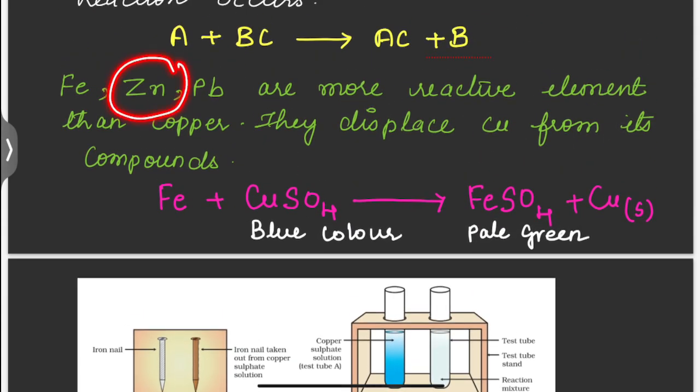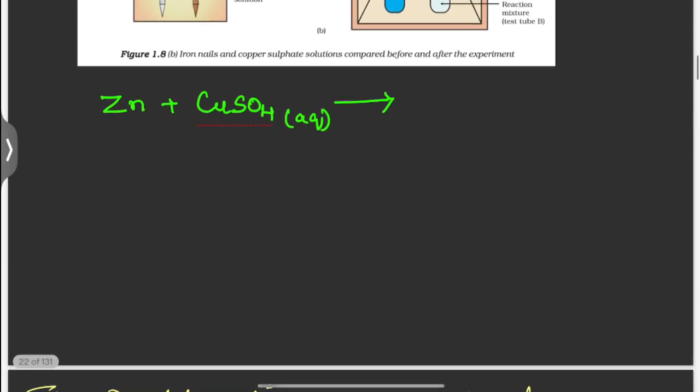Zinc is more reactive than copper. Therefore zinc also will displace copper from copper sulfate solution. Meaning copper will be displaced by zinc. As a result you can see zinc sulfate is formed, plus copper solid will be displaced. Here zinc sulfate is also aqueous, it will be in water. So this is the second reaction.